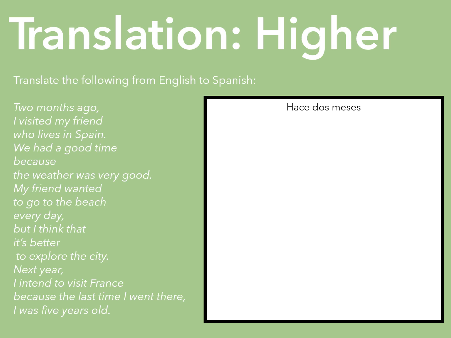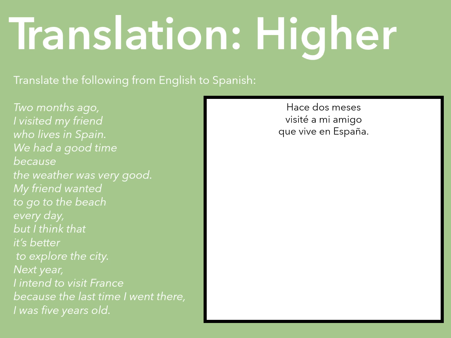Two months ago, hace 2 meses, I visited my friend. Visité a mi amigo. Remember, any verb that's directed at a person, you have to put the "a" in front of the person. Who lives in Spain? Now, we said it's like "that lives in Spain." Que vive en España.